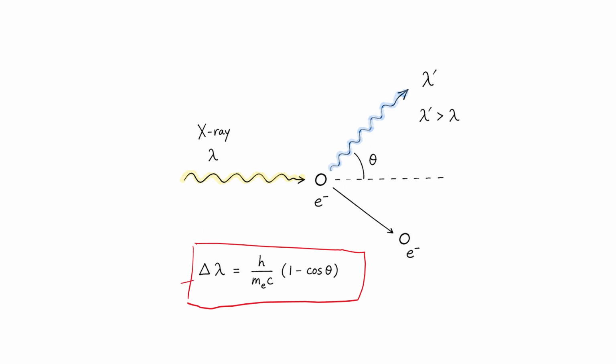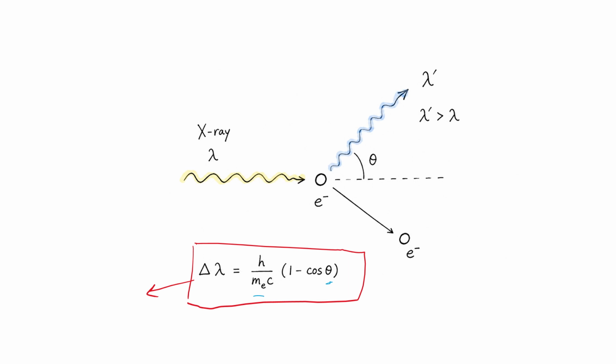Here, delta lambda is the shift in the wavelength, me is the mass of the electron, theta is the scattering angle. This result is the direct proof that the photon carries momentum, because the shift can be explained only by treating light as particles that collide like billiard balls.